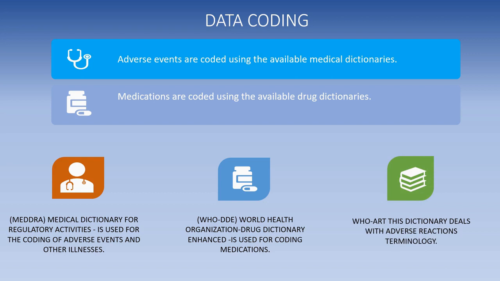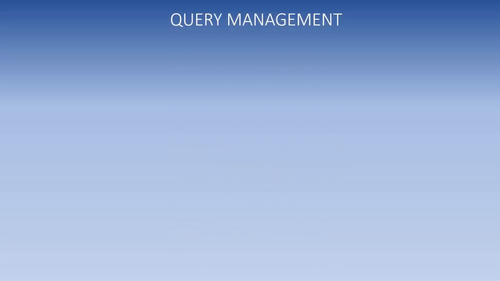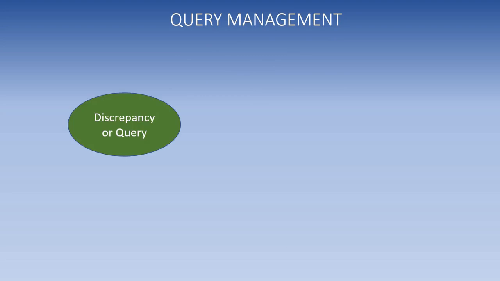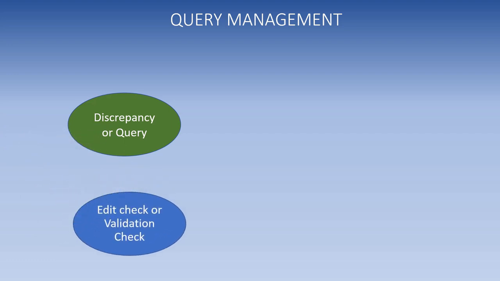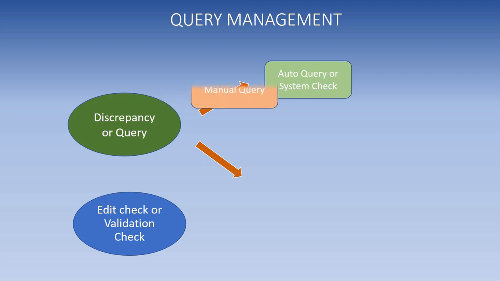Example, WHOART. This dictionary deals with adverse reaction terminologies. Let's see the query management process. When erroneous data is entered, an error or a query is raised against it. This is called a discrepancy or query. All EDC systems have discrepancy management, referred to as edit check or validation check. Broadly, there are two types of queries: auto queries or system-generated checks, and manual queries.